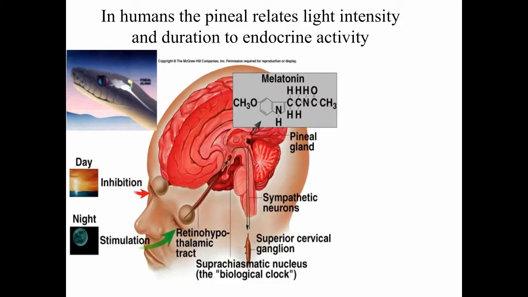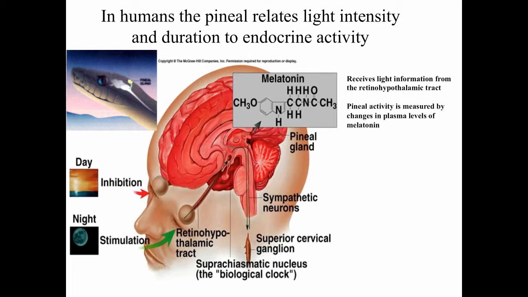In humans, the pineal relates light intensity and duration to endocrine activity. The pineal gland in other animals, especially in lower vertebrates, is really very important in regulating a lot of long-term rhythms like reproductive rhythms, etc. But in humans, not so critical in that regard, but it does respond to light intensity in humans. And essentially, the pineal receives light information from the retinohypothalamic tract. Pineal activity can be measured by changes in plasma levels of melatonin. Diurnal changes in melatonin levels regulate our circadian rhythms in our bodies.